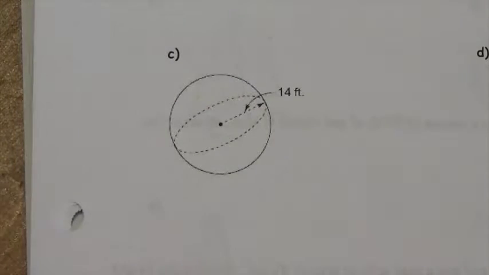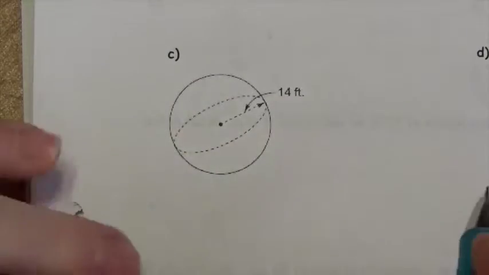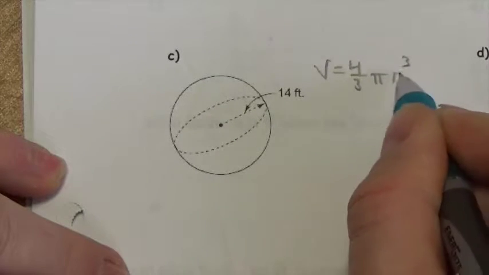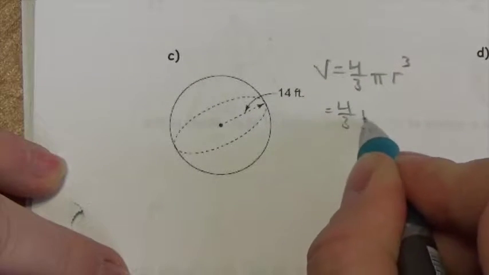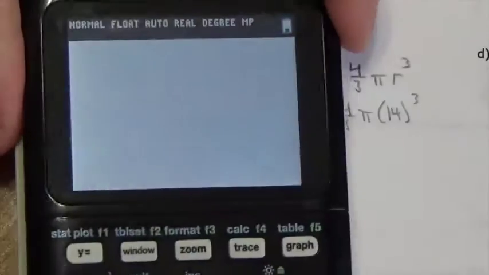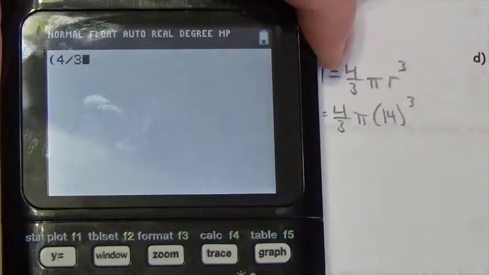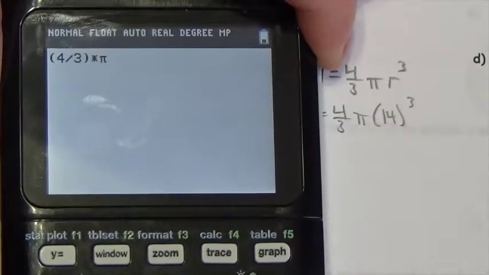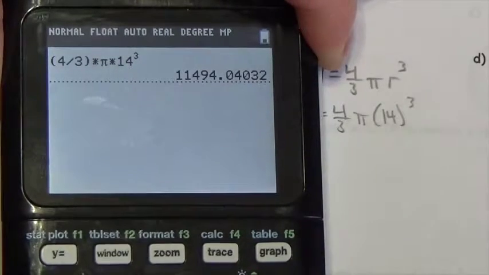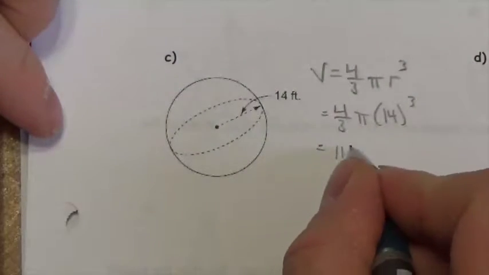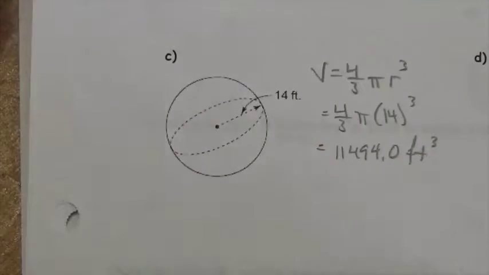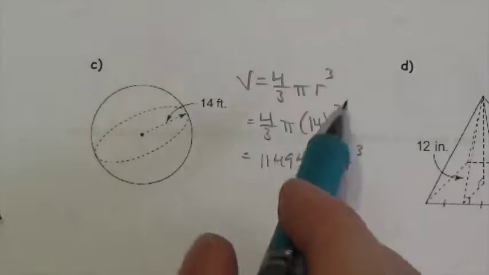C. A sphere. And we're told that the radius is 14, so that makes this even easier. So the volume of the sphere will be 4/3 pi r cubed. So 4/3 pi 14 cubed. Okay. So that will be 4/3 times pi times 14 cubed. Oh, there we go. 11,494.0 feet cubed.